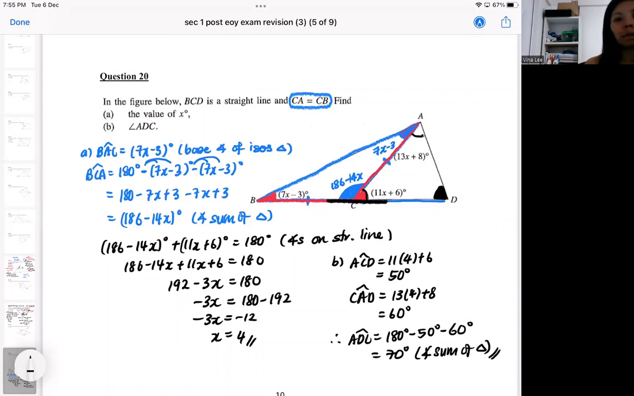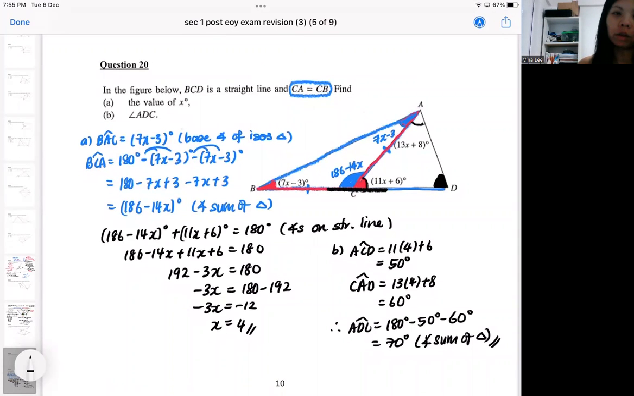So whenever you're supposed to solve for x, there must be a property to help you form an equation. The property may not be the same every time. You've got to look out for what's given in the question. So it's the idea of forming equations using angle properties.